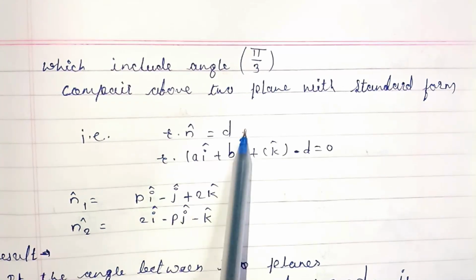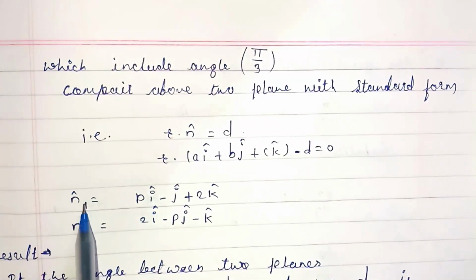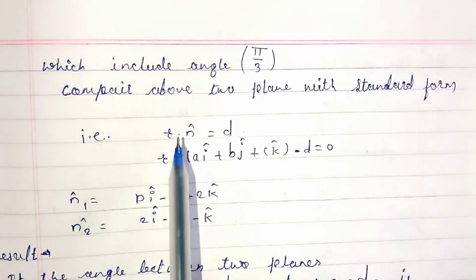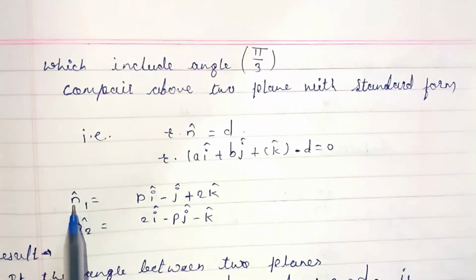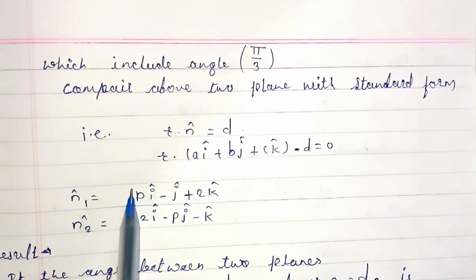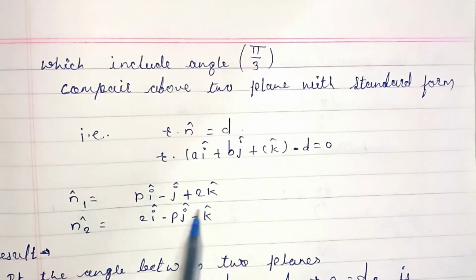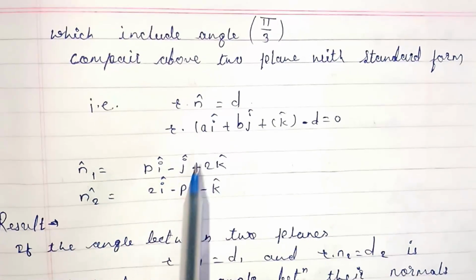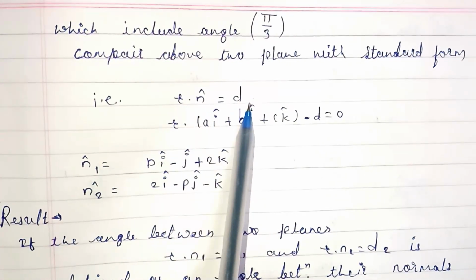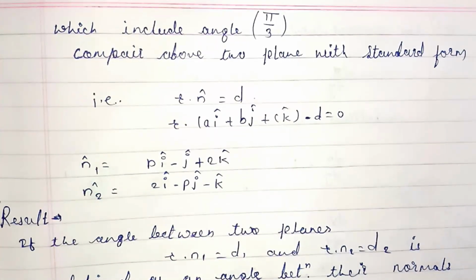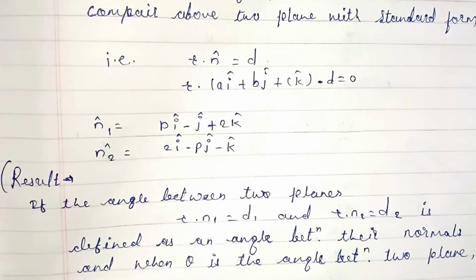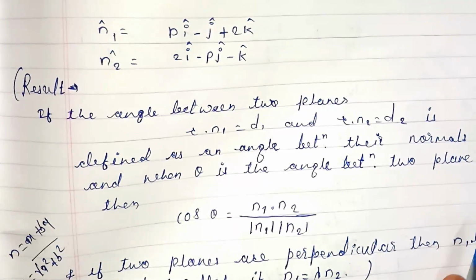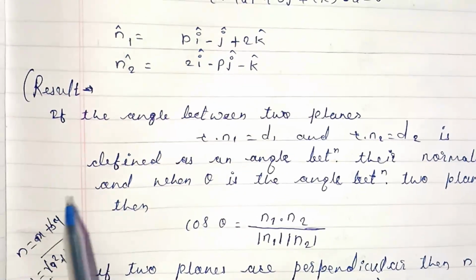So comparing the first plane with this form, you get n1 cap, and similarly comparing the second one, you get n2 cap. So r dot n cap equals d, where n1 cap is from our first plane and n2 cap from the second plane. This is the only comparison you have to make, comparing r dot n cap equals d with our two given planes. And we have to apply one result, which we generally learn in our textbooks. It is a very easy result.